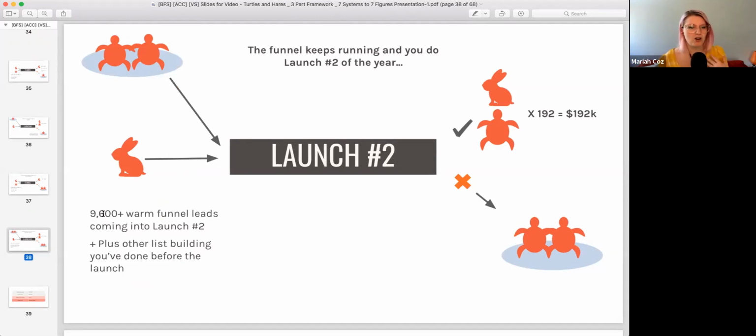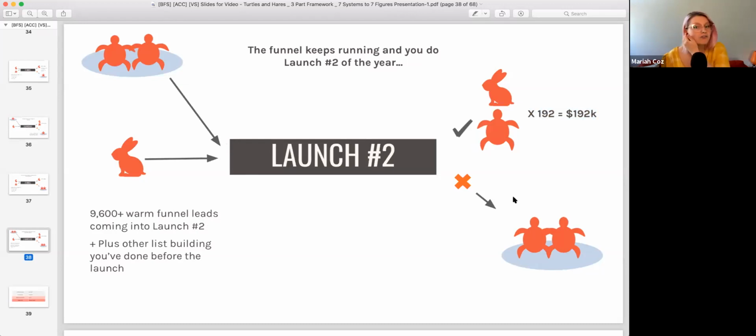So at this point, you've got over 9,600 warm funnel leads coming into launch number 2, plus any other list building you've done before the launch for hares that are coming in. And they all go through your live launch, your public promotion, and then you get another combination of turtles and hares who are buying during your launch number 2. And the reason that this number increases is because you are launching to a much bigger pool of warm turtles and hares combined, okay? So that's why your launches are getting bigger and bigger, and you can see that happening right here.